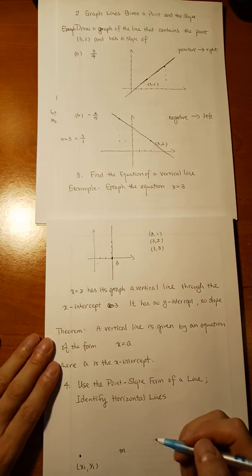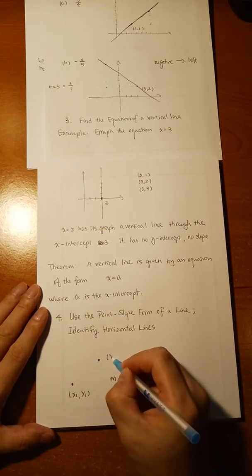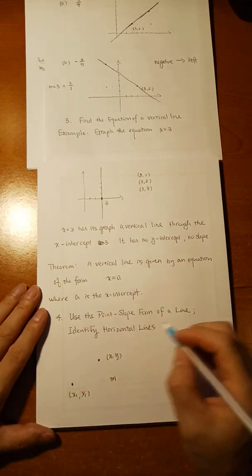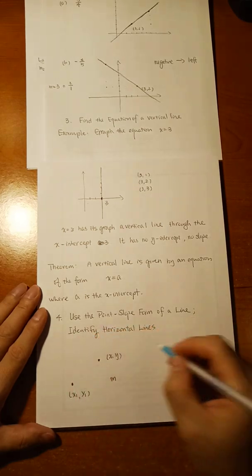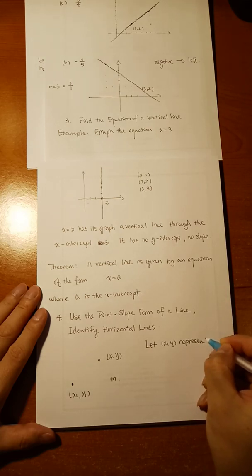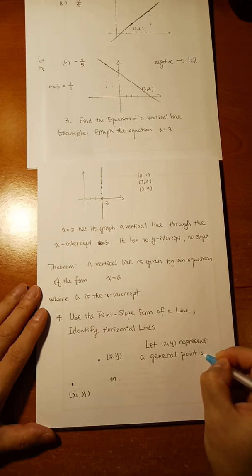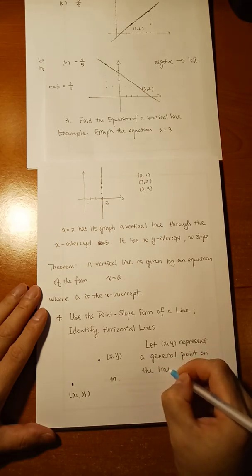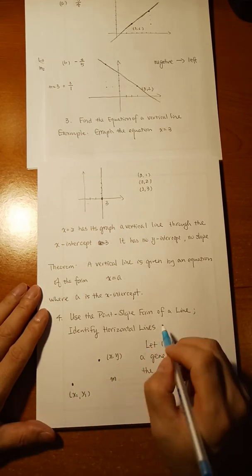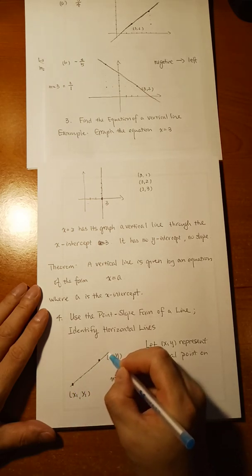Okay, so in order to determine the equation of this line, let's randomly pick a point x, y. This xy represents a general point on the line. So let xy represent a general point on the line. It can be any general point except x1, y1. Then let's connect them, right? Remember, they are both on the line.